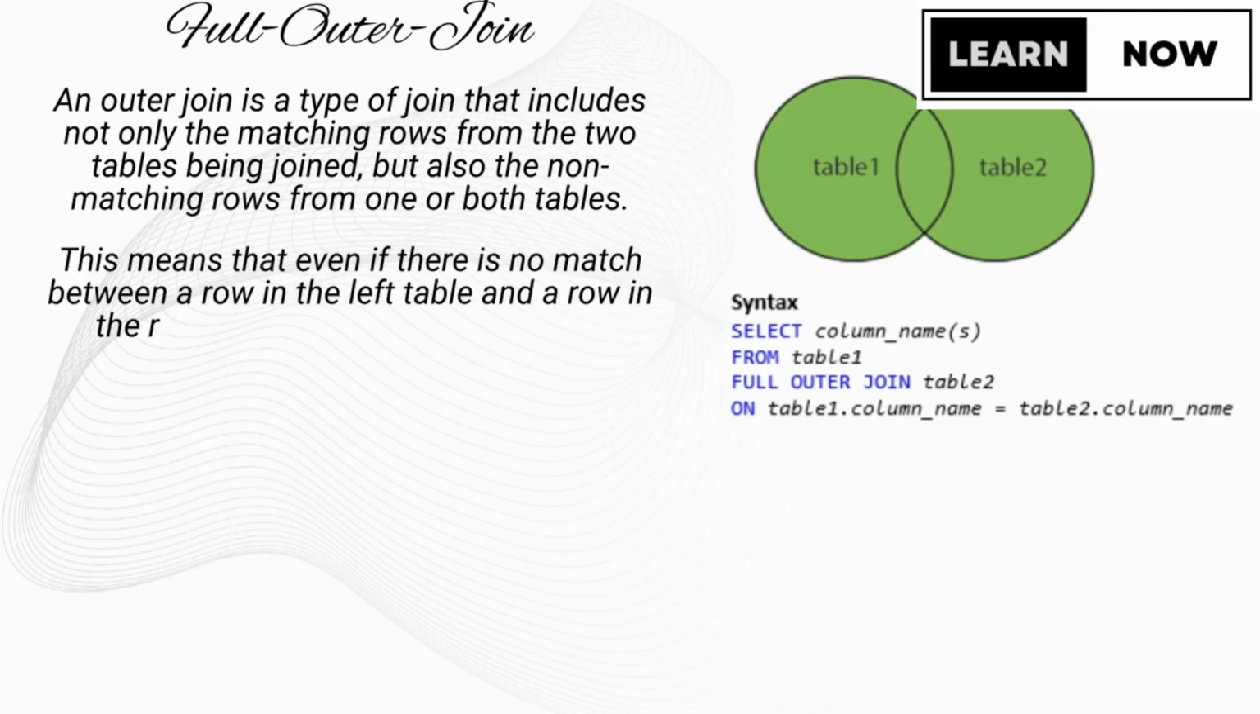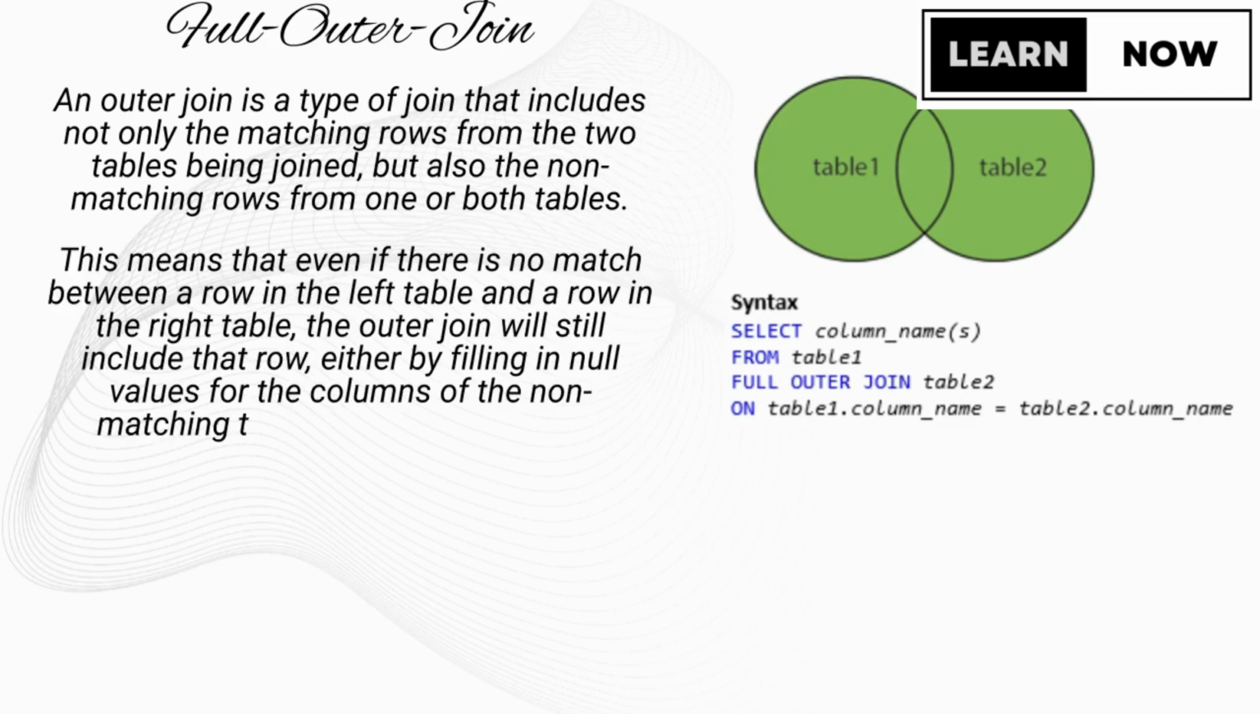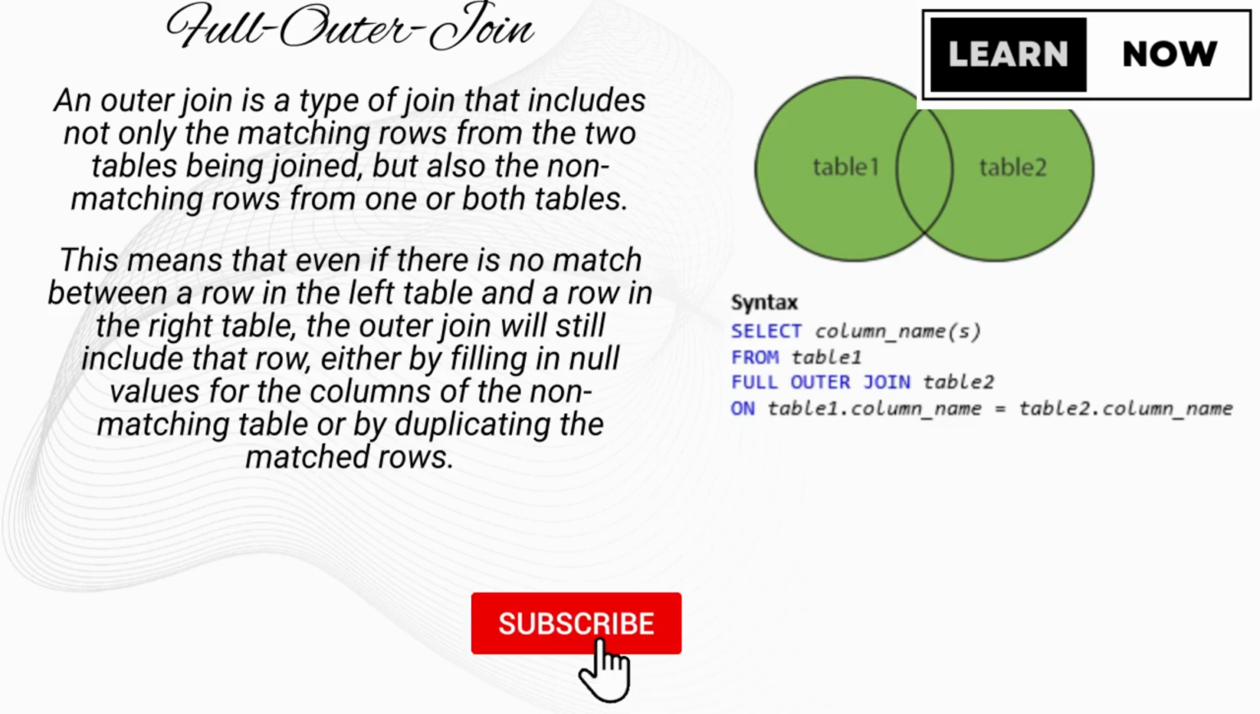This means that even if there is no match between a row in the left table and a row in the right table, the outer join will still include that row, either by filling in null values for the columns of the non-matching table or by duplicating the matched rows.